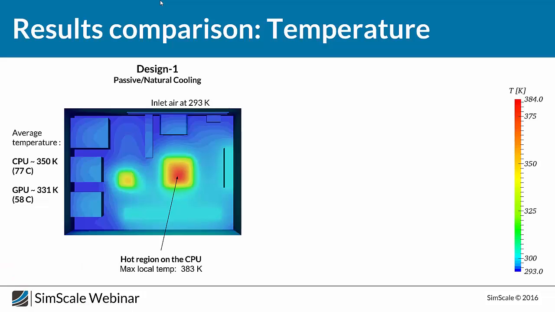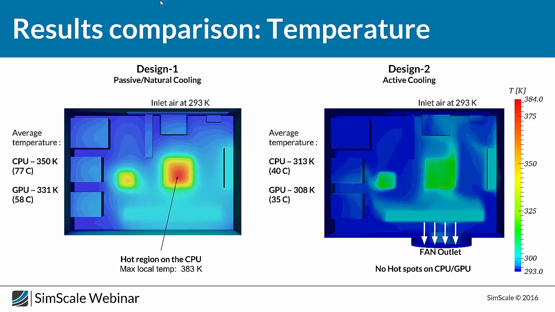So this is the case for natural convection, where you have the hot region at 383 Kelvin maximum temperature, and the average temperature on the CPU is going to be 350 Kelvin, and on the GPU 331 Kelvin. On the other hand, for the second variant with forced convection, we see the average temperature on the CPU to be around 40 degrees Celsius, which is like 37 degrees Celsius lesser than what we see in the natural cooling. So this helps in safety of the device.